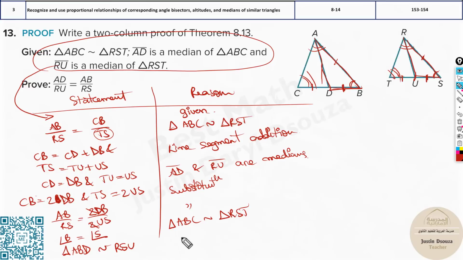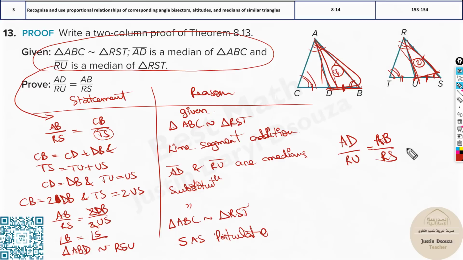See, AB and DB are proportional, right? And the included angle, the middle angle, gives the SAS postulate. So from this, I can tell this particular right side triangle is similar to this right side triangle. And now if they are similar, I can write this statement. Why? Because they are telling me about this line AD divided by RU is equal to AB, the right side, AB over here divided by RS. Absolutely. Why? Because I have to write this one over here.